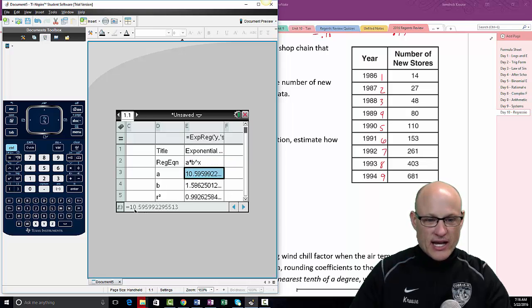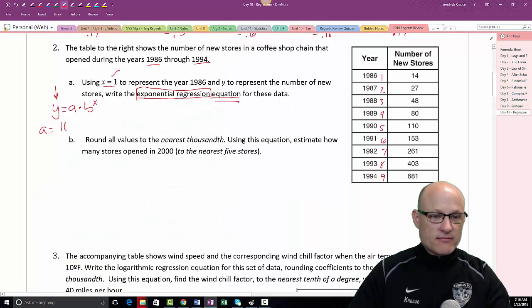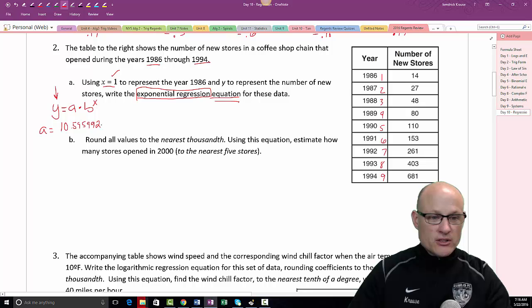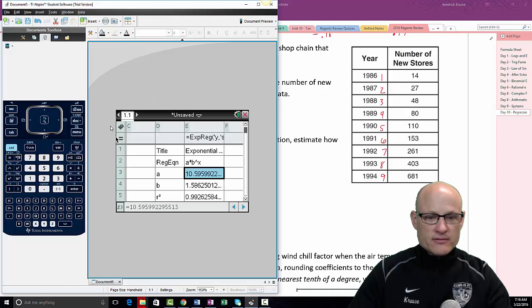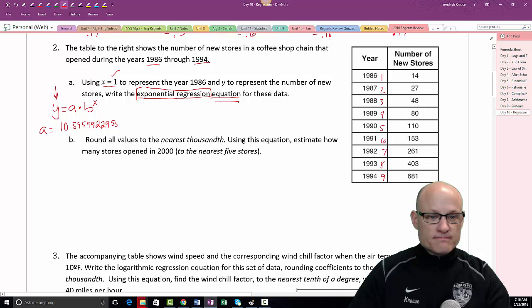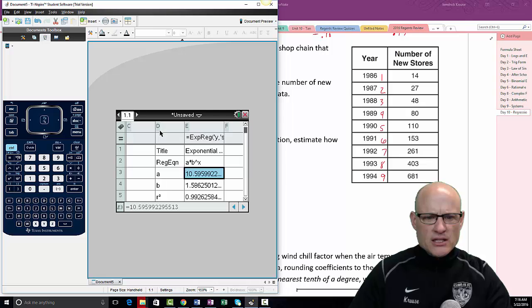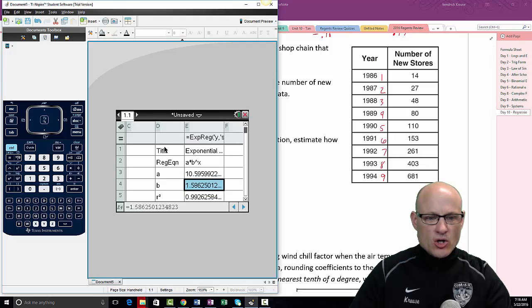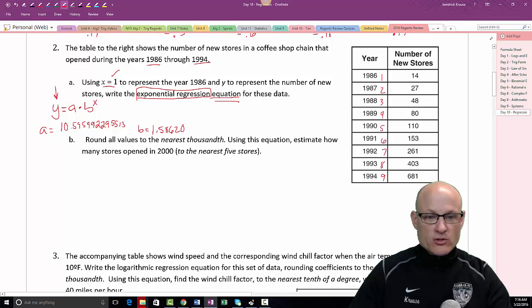Now, if you can't read it all, just highlight it, and down here it'll show 10.59599. It's not good enough not to just put it all down there. 22955, 13. I didn't leave much room here. So B is equal to 1.5862, 01234. That's good enough. So now I'm going to write my equation.